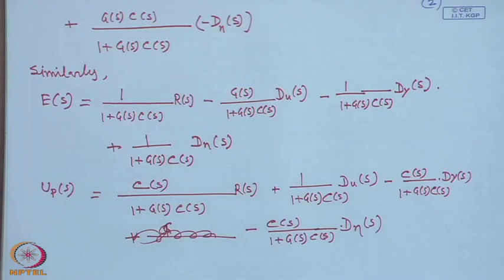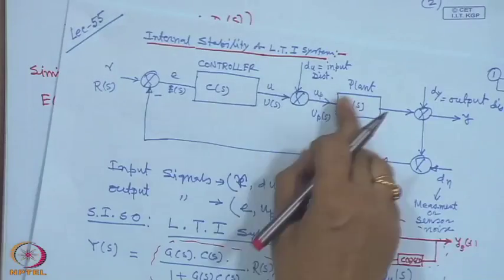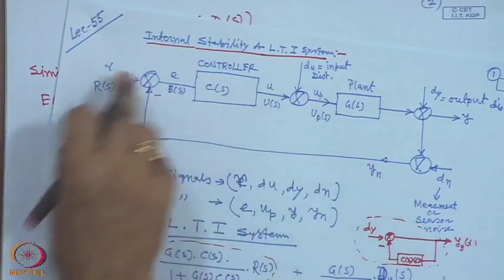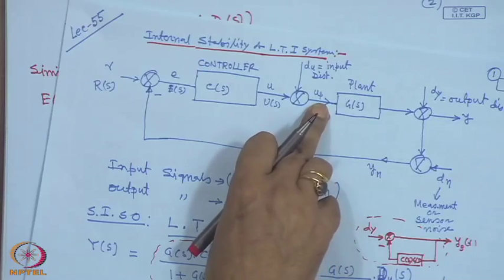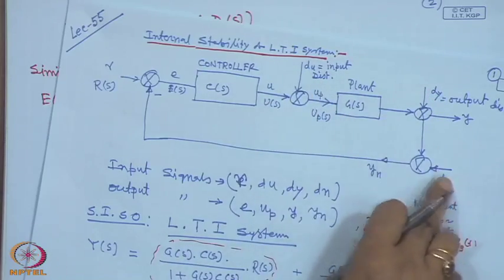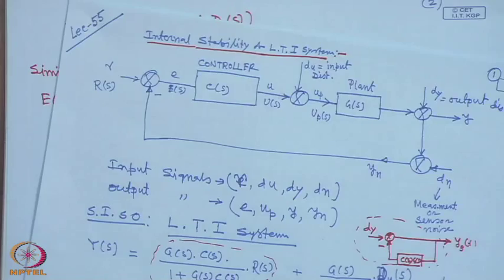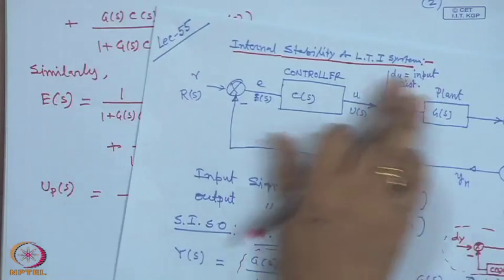You see, you find out the transfer function between the input R and the signal Y(s), keeping all other inputs 0. It is just like the way we have shown earlier, the same way you have to find it.